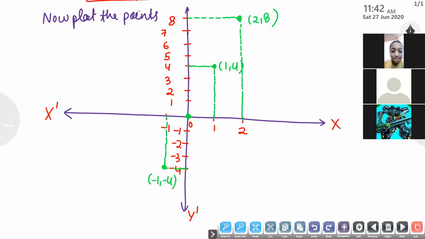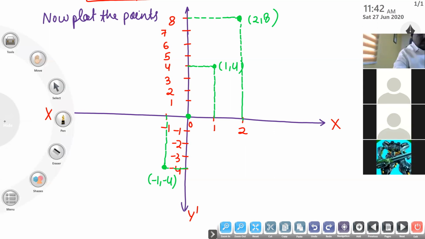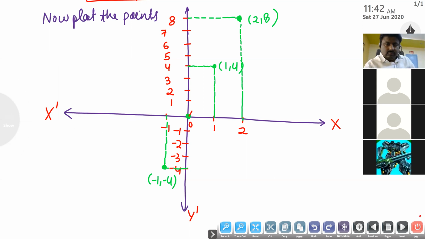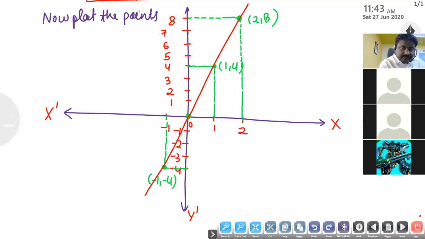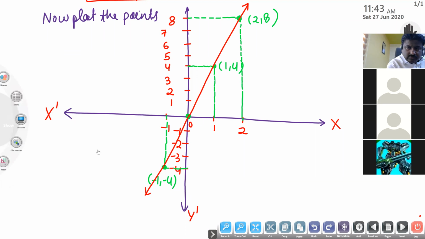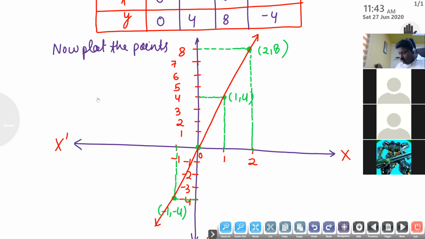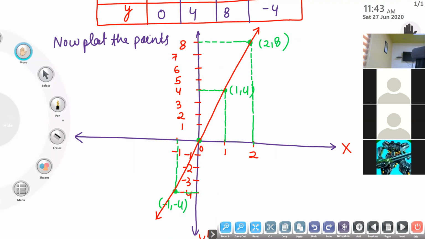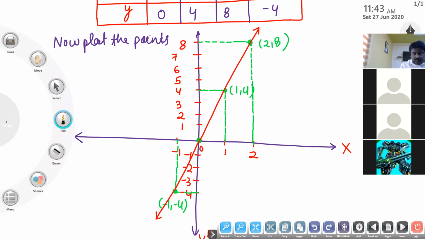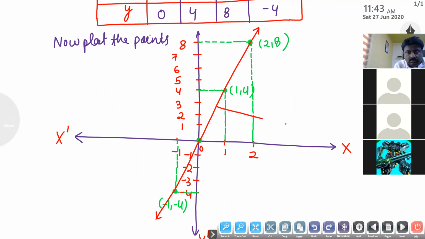Now we want to join these points. Now this line is called y is equal to what? What is the equation here? Y is equal to 4x. Now this line is called y is equal to 4x.